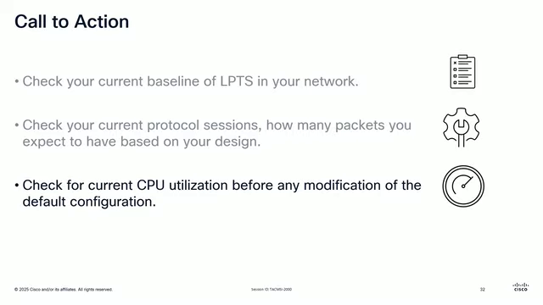And the third point here will be check your current CPU utilization. Why? Well, because as Ricardo mentioned, if we are modifying or adjusting the LPTS rates here, we are allowing the RPs or line card CPUs to process more packets. So this means that they will have more work to do.